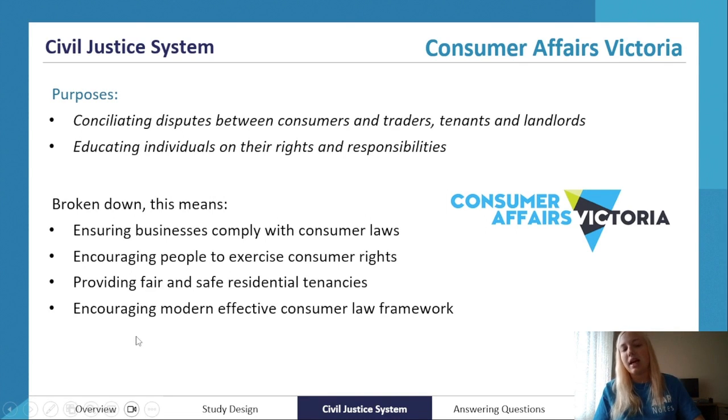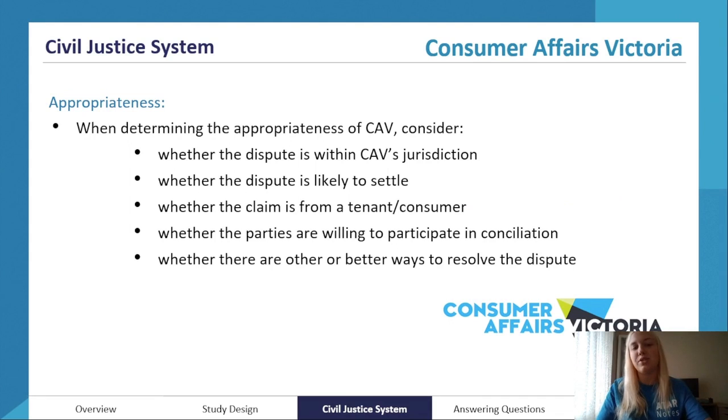Yeah, so they do things like ensuring businesses comply with consumer laws, helping people to exercise consumer rights, providing fair and safe residential tenancies for renters. You need to be able to discuss in questions when would CAV be appropriate or inappropriate. So one thing to consider is whether a dispute is within CAV's jurisdiction is the very first thing.